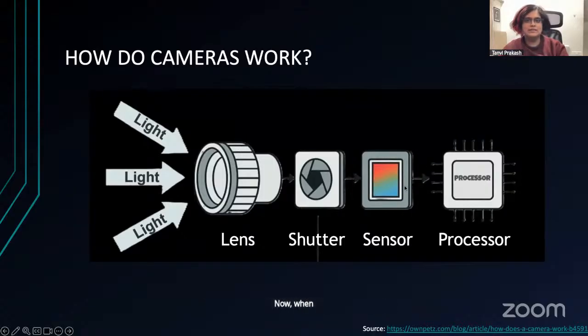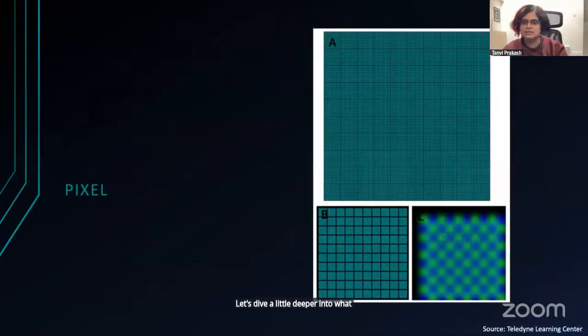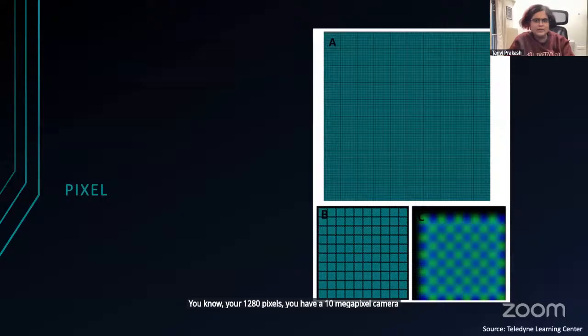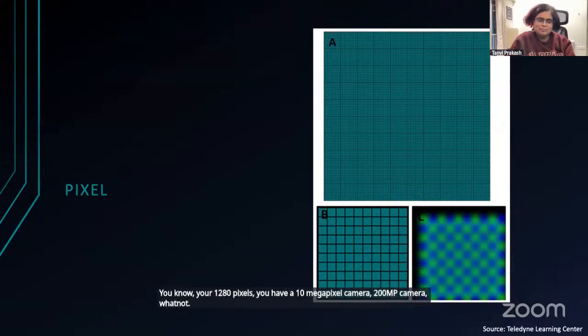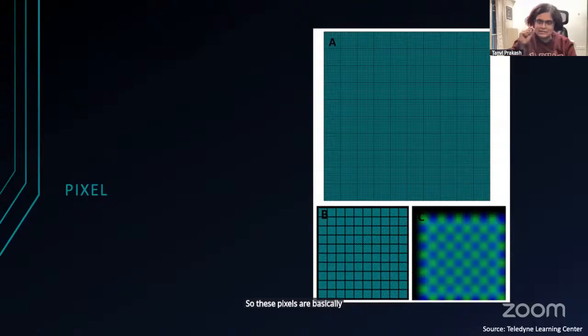Now, as far as the sensor is concerned, let's dive a little deeper into what this sensor really is. The sensor is nothing but a set of pixels. You'll hear this word a lot. We talk about high definition, we talk about 1280 pixels, you have a 10 megapixel camera, 200 megapixel camera, whatnot. So these pixels are basically little sensors which are arranged along this chip. Now imagine that the sensor looks like a chip.